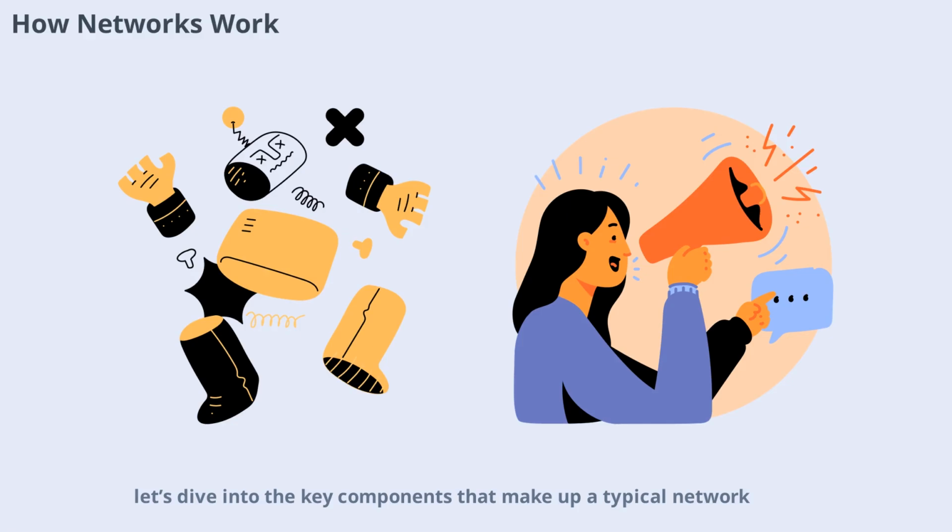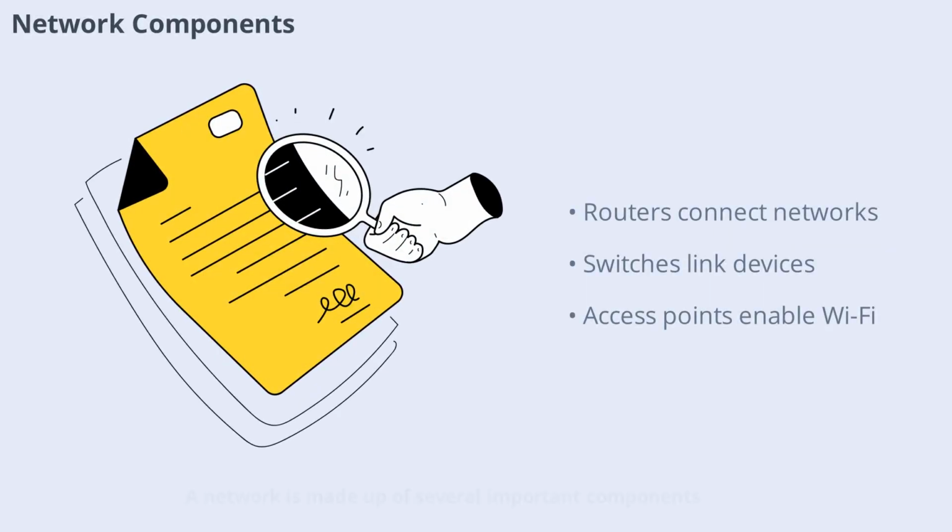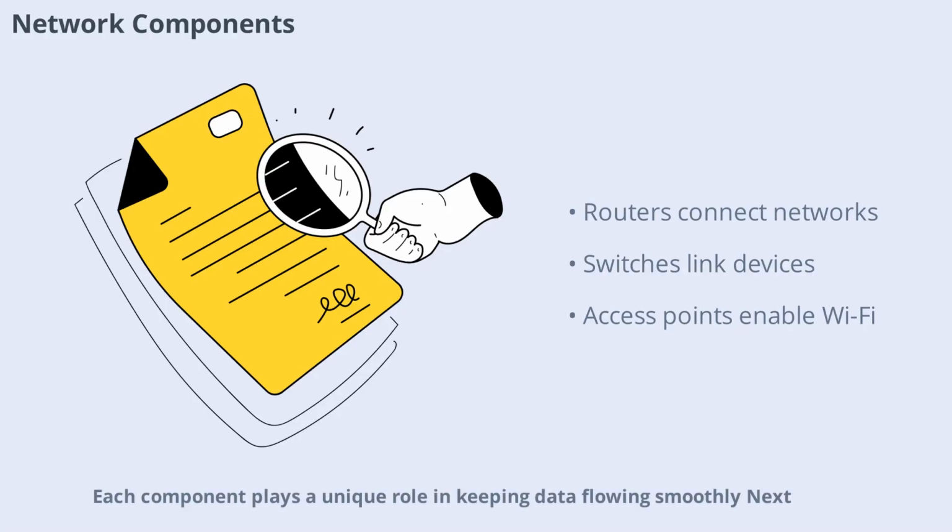Now let's dive into the key components that make up a typical network. A network is made up of several important components. The most common are routers, switches, and access points. Routers connect different networks together, like your home network to the internet. Switches link multiple devices within the same network, allowing them to communicate efficiently. Access points provide wireless connectivity, letting devices join the network without cables. Each component plays a unique role in keeping data flowing smoothly.